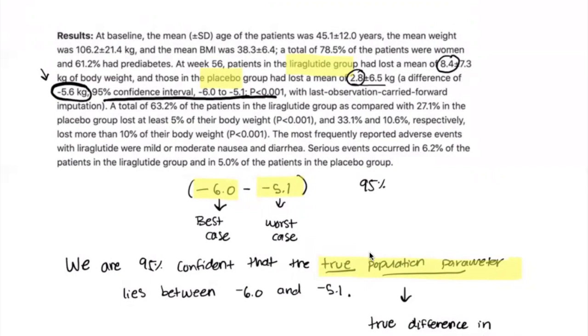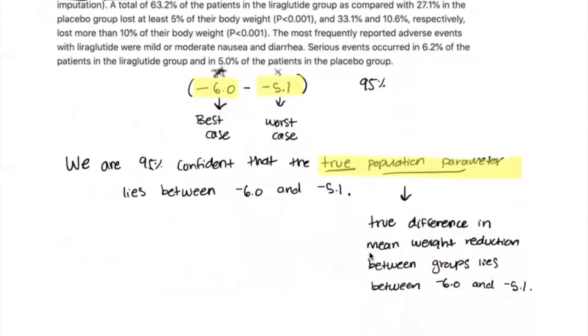So in this case, the numbers are representing the weight loss, the average weight loss difference between the liraglutide group and the placebo group, which is why the -6.0 is our best case scenario, and the -5.1 is the worst case scenario, because that would indicate that there's less difference in mean weight reduction between the groups. So again, this means that we are 95% confident that the true population parameter lies between -6 and -5.1. In this case, what's our true population parameter? It is that the true difference in mean weight reduction between groups lies between -6 and -5.1.